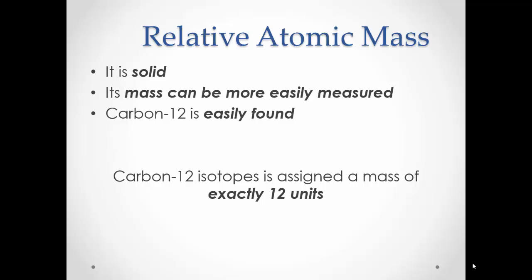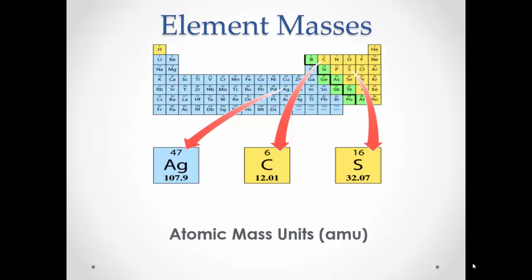So relative masses are assigned to new elements by comparing their masses to the carbon-12 isotope. These relative masses are what you find on the periodic table. When talking about single atoms or molecules, we can describe their relative mass in terms of atomic mass units. This is just one way to measure the extremely small masses of those individual particles.